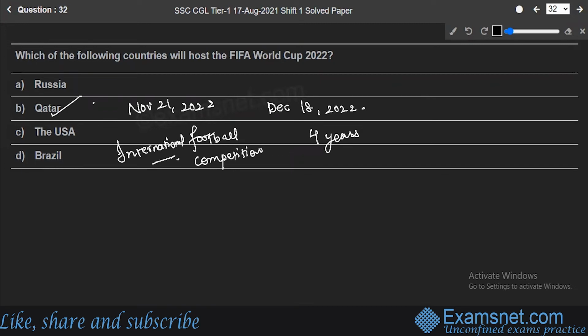Brazil has won the most, 5 titles till now. FIFA World Cup 2026 will be hosted by the United States, Mexico, and Canada. For now, FIFA World Cup 2022 will be held in Qatar. Option B is the answer to the question. Hope you are clear.